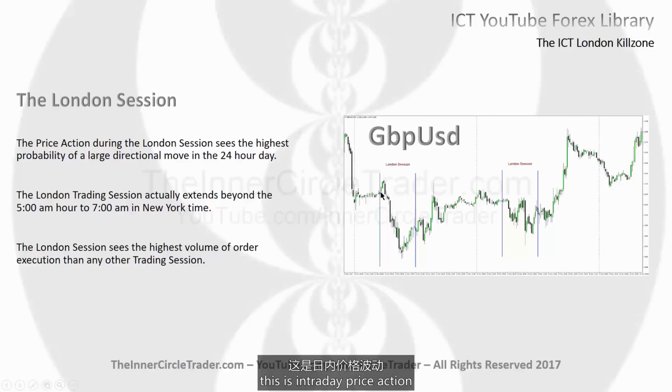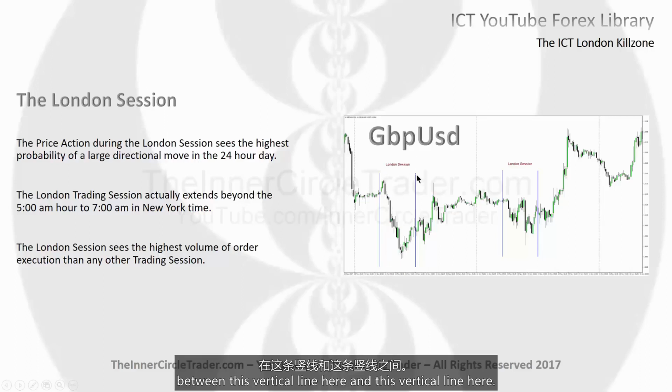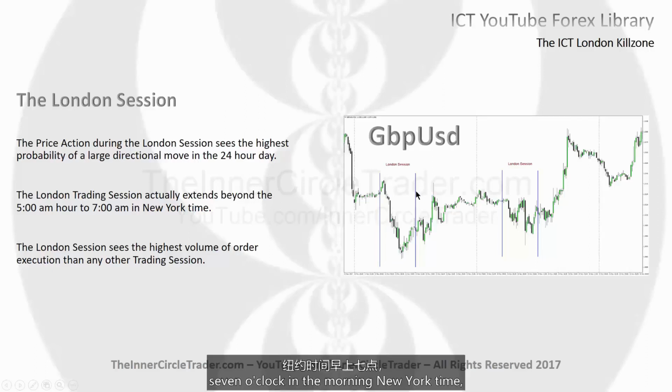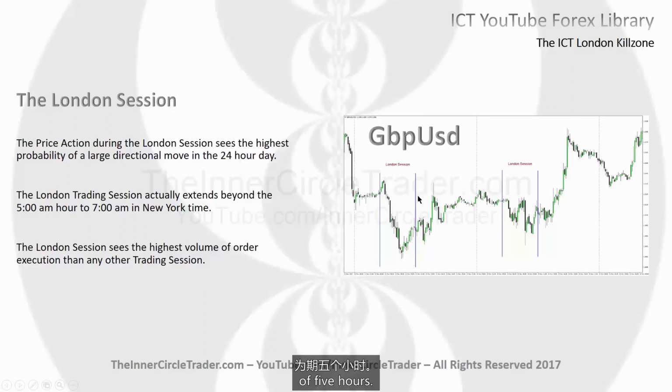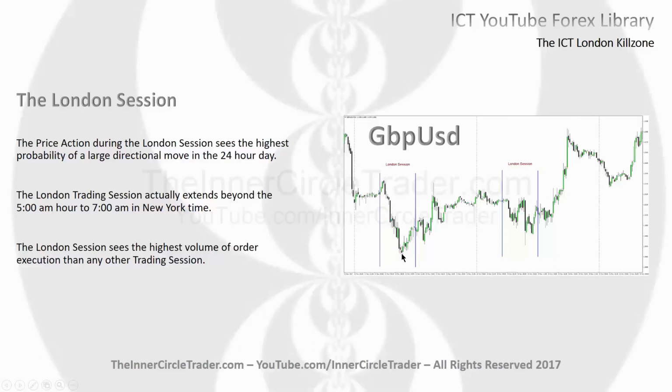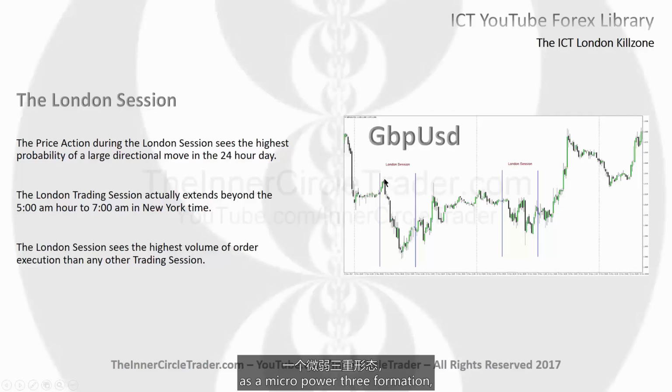Well, this is intraday price action between this vertical line here and this vertical line here. This is delineating 2 o'clock in the morning to 7 o'clock in the morning New York time. Okay, so we're looking at a window of 5 hours. So if we understand that price can be fractal and we're bearish, this could be viewed as a micro power 3 formation. Okay, now why is that significant, and why should I be teaching it to you? What's the point of it?